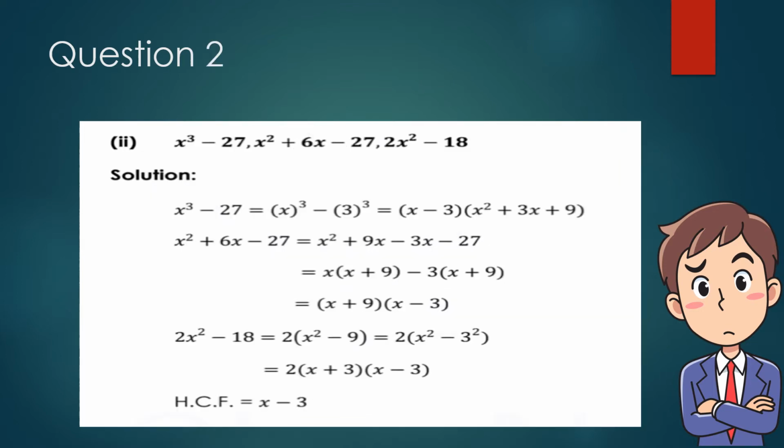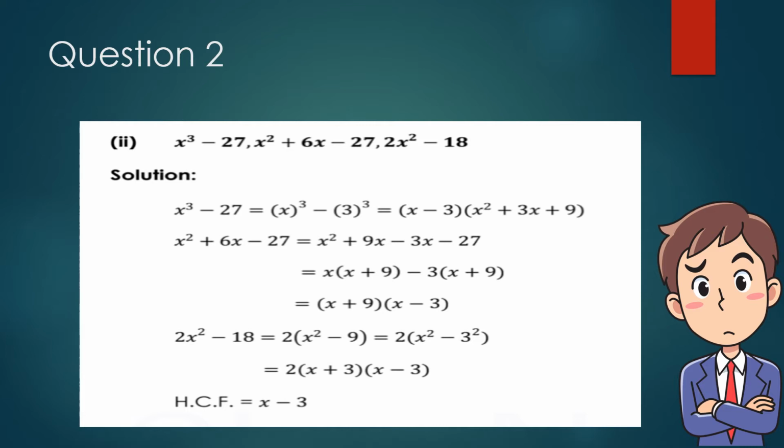In question number 2, we have x cube minus 27, x square plus 6x minus 27, and 2x square minus 18. You have to find the HCF of the three polynomials. So we will factorize each of the following. For x cube minus 27, we will apply the formula a cube minus b cube. So it will give you x minus 3 into x square plus 3x plus 9. In the second polynomial, we have x square plus 6x minus 27. We will apply the midterm method and make the factors, that will be x plus 9 and x minus 3.